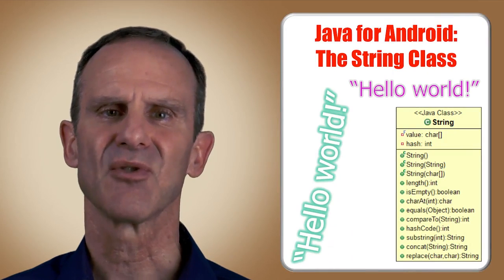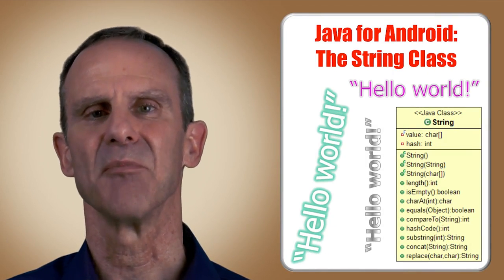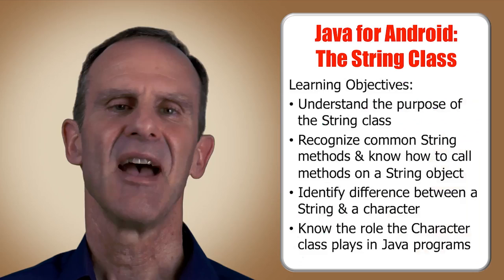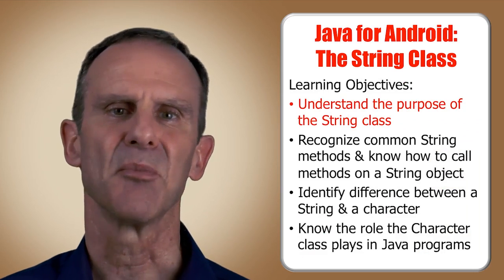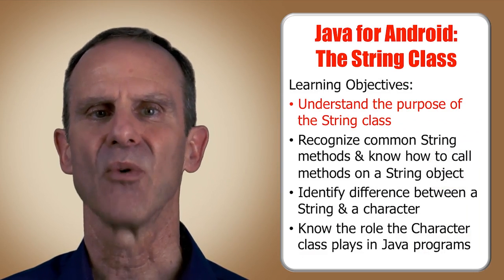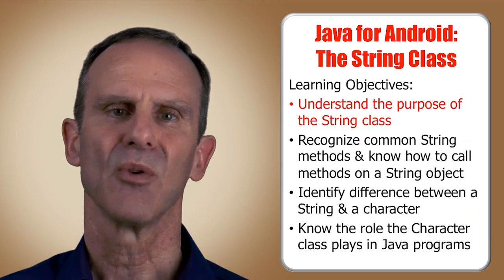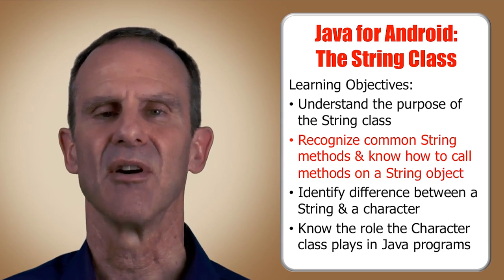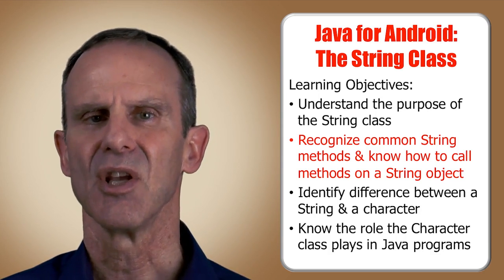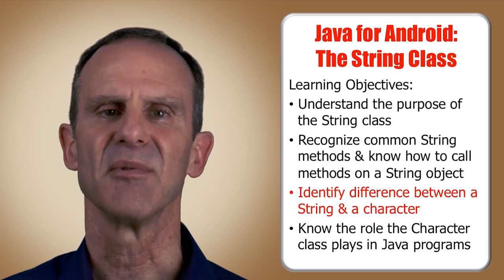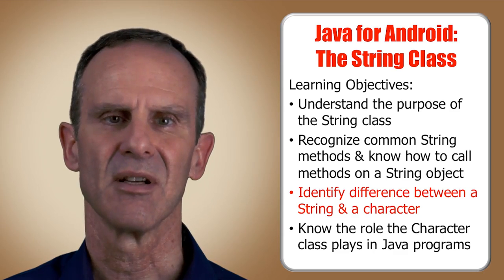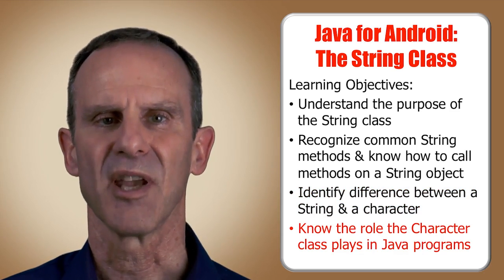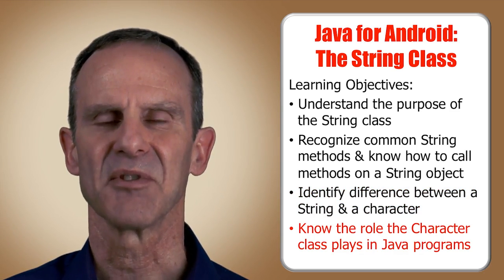Welcome to the next lesson in our module on basic Java features, where you will learn about Java's string class, which you can use to create and manipulate string objects. After completing this lesson, you will understand the purpose of the string class and know how to create string objects. You will also recognize some of the most common string methods and know how to call methods on a string object. In addition, you will be able to identify the difference between a string and a character. Finally, you will know the role the character class plays in Java programs.